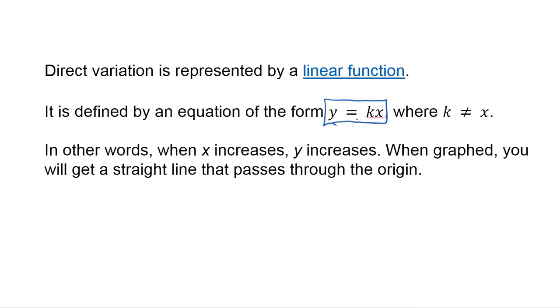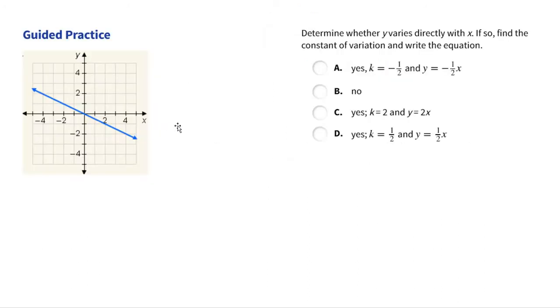So again, this is basically just the equation of a line. y equals kx. Notice what k would be? Well, that is the slope, right? That's what we're looking at with variation. Just simple linear equations. Let's look at a couple examples.